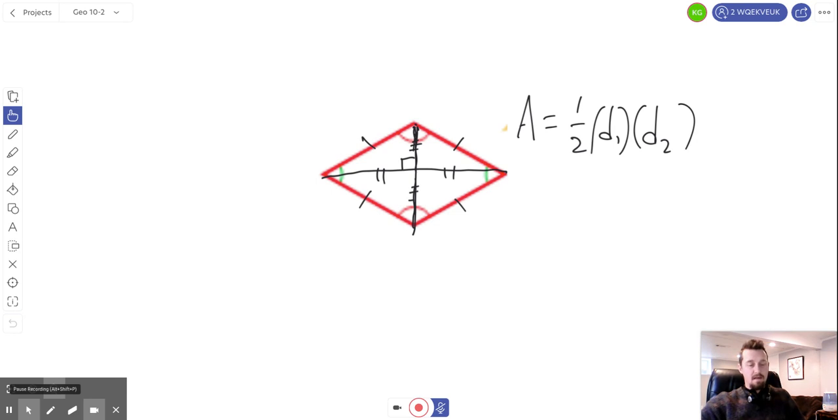Those 2 formulas, the area of a trapezoid and the area of a kite or rhombus, and then the properties of kites, trapezoids, and rhombuses. Those are the things that you'll need to know in order to be able to answer these questions. So make sure you have those in your notes. And good luck on these next problems.